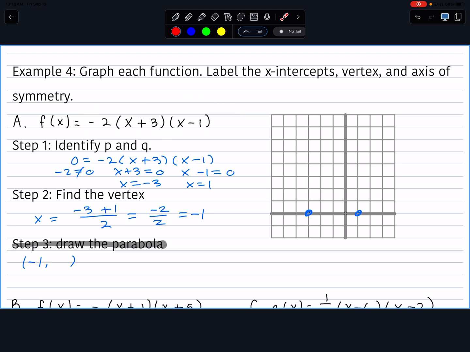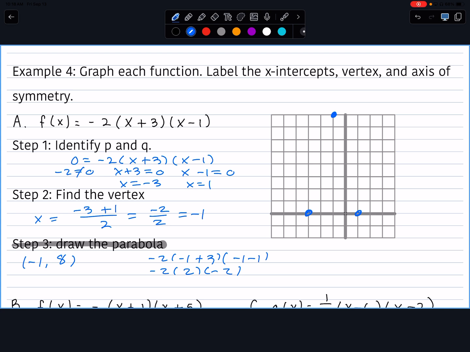So let's just kind of do that. So we got -2, -1 plus 3, -1 minus 1. That's -2, 2, -2. That's +8. Okay? So we have the point -1, 8. That is our vertex. Wow. Perfect. Okay? From here, we can go and make our graph.